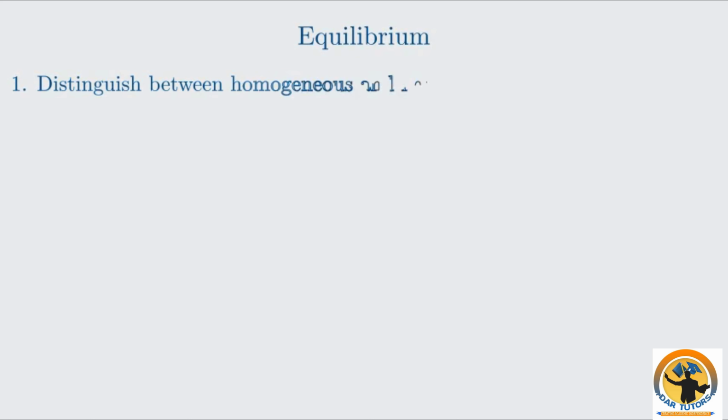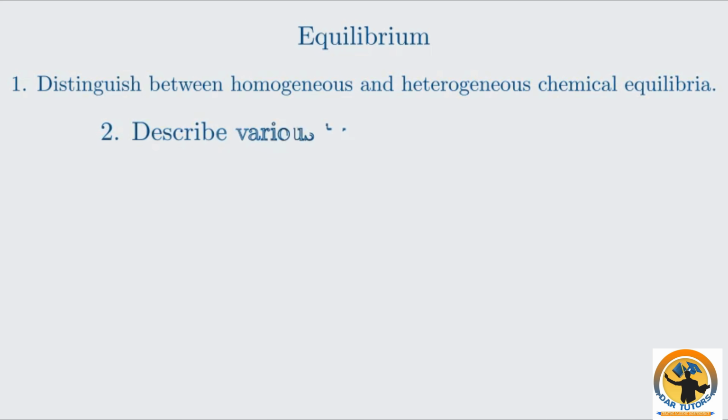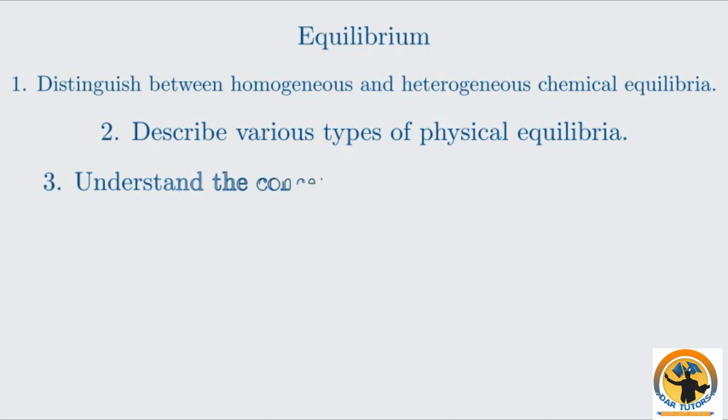In this video, we will explore the fundamental concepts of equilibrium, which are central to IB Chemistry Higher Level. By the end of this session, you will be able to, first, distinguish between homogeneous and heterogeneous chemical equilibria and write their respective equilibrium constant expressions. Second, describe various types of physical equilibria, such as solid-liquid and liquid-vapor systems. And third, understand the concept of the solubility product, which is used for sparingly soluble ionic compounds.